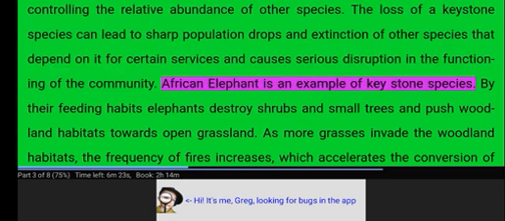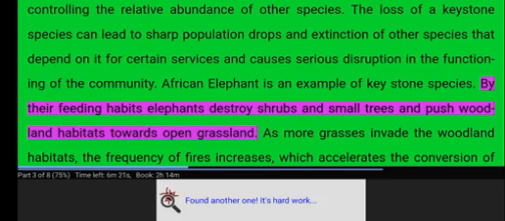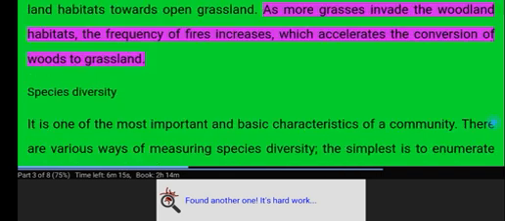African elephant is an example of a keystone species. By their feeding habits, elephants destroy shrubs and small trees and push woodland habitats towards open grassland. As more grasses invade the woodland habitats, the frequency of fires increases, which accelerates the conversion of woods to grassland.